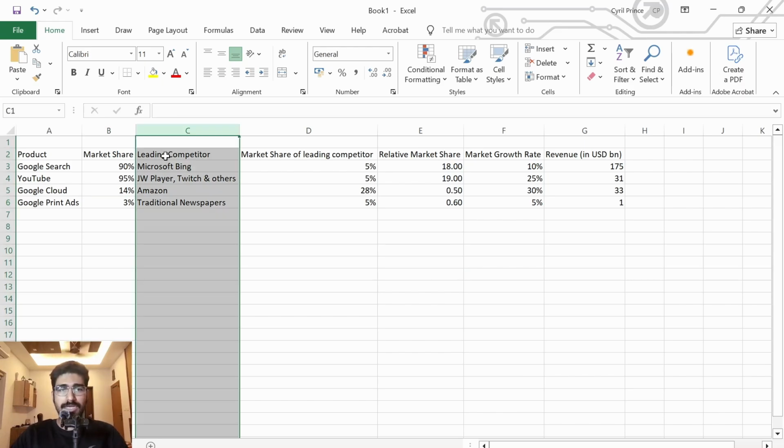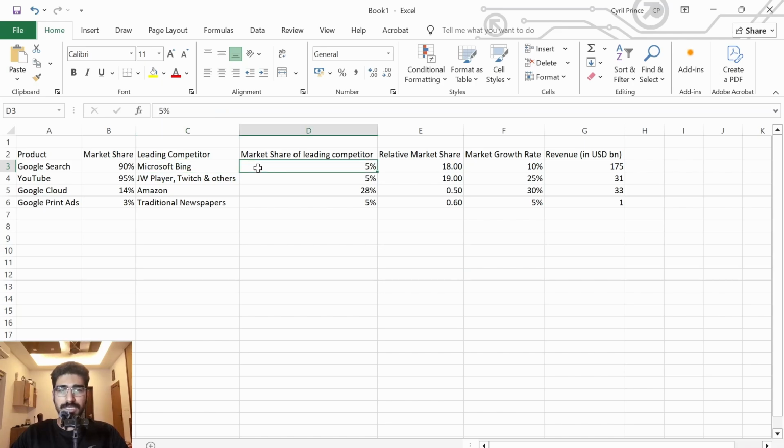Now let's look at the leading competitor column, which is very important to understand the BCG growth share matrix. The leading competitor for Google Search in the search engine market is Microsoft Bing, whose market share is around 5%. For YouTube, the market share is 95%, and there is no one single leading competitor in the video streaming industry. The video streaming industry, as we know, is very fragmented. For live streaming, there is Twitch. For enterprise, there is Vimeo and other services.